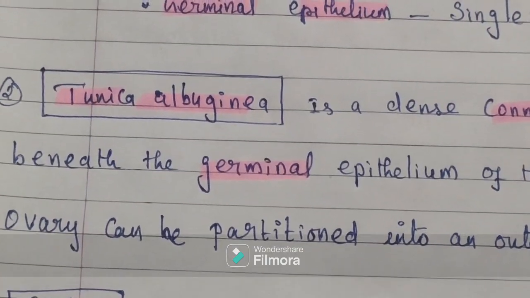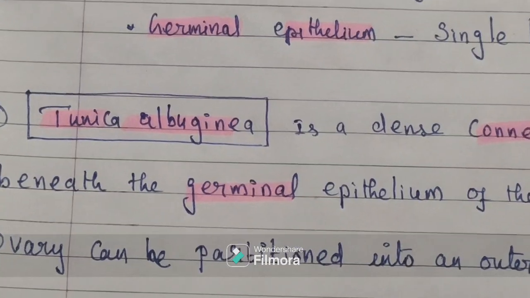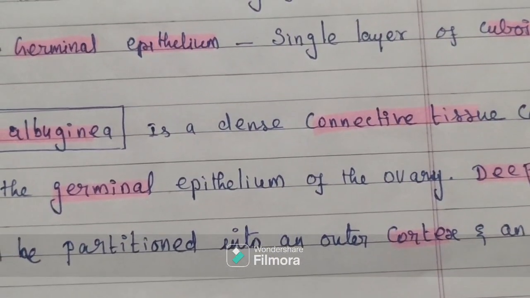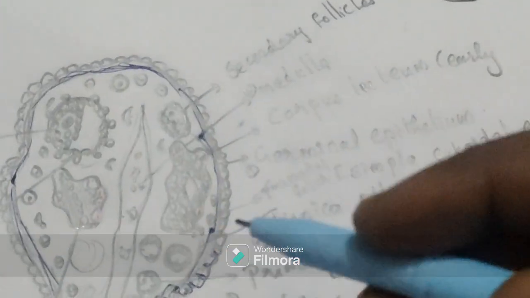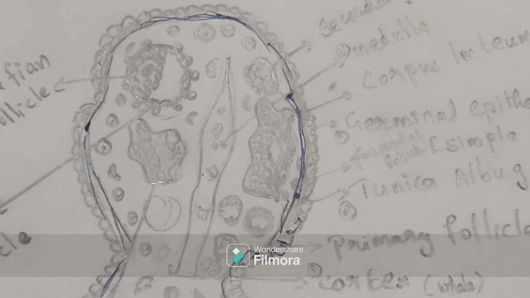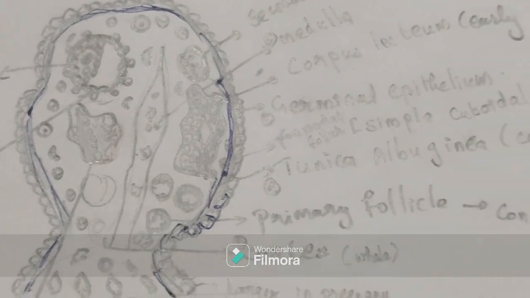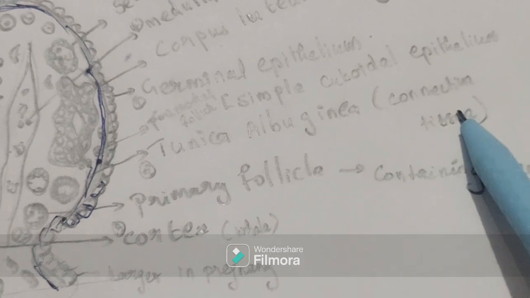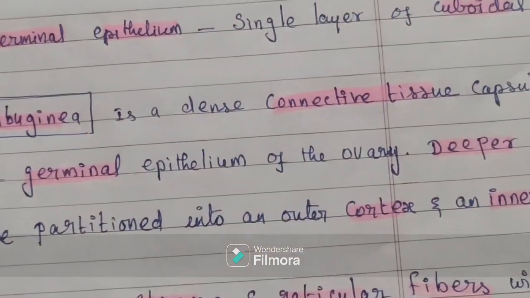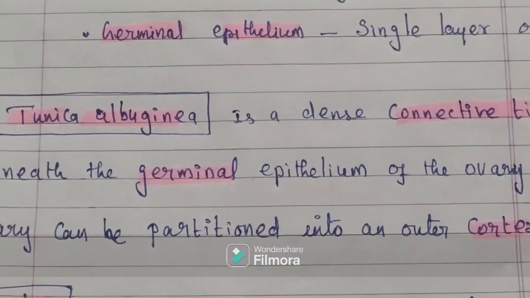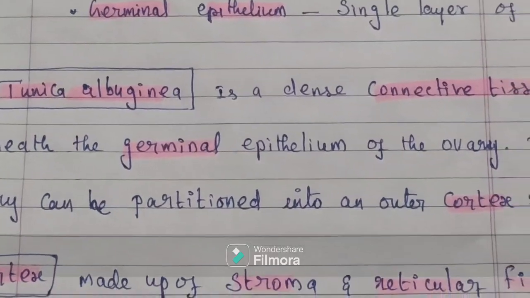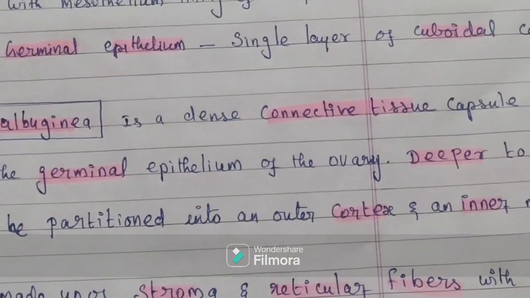Coming to the tunica albuginea. The germinal epithelium sits on the tunica albuginea. This inner layer is called the tunica albuginea. It is a connective tissue layer. The tunica albuginea of the ovary is much thinner.